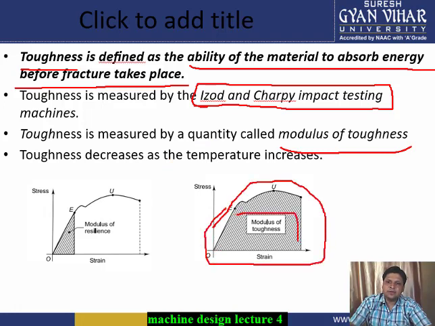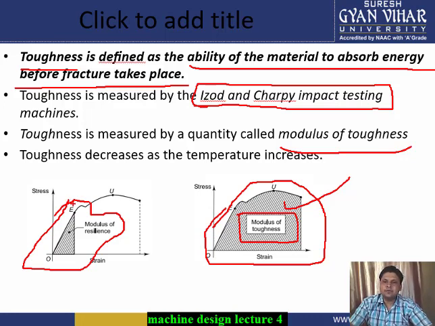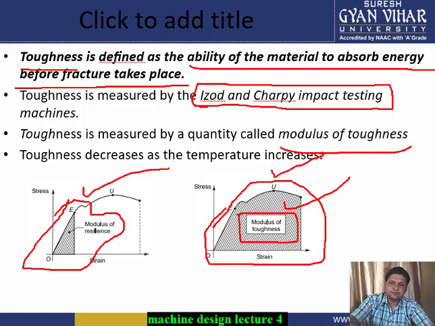This gives you the value of modulus of toughness, and this modulus of toughness tells you about the property toughness of the material. And modulus of resilience is what? This is the whole area under this curve till the elastic limit. This gives you the value of modulus of resilience. This is modulus of resilience. This is modulus of toughness. So I hope you have understood both things, modulus of resilience and modulus of toughness.